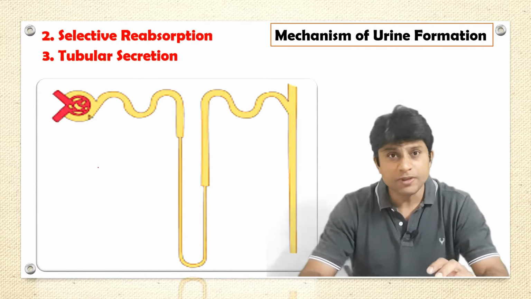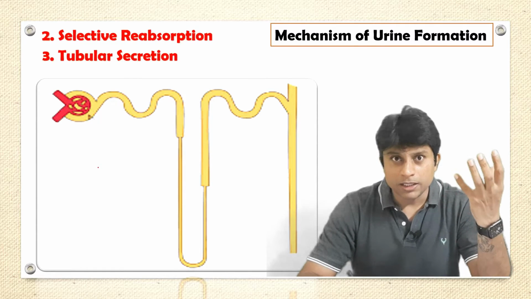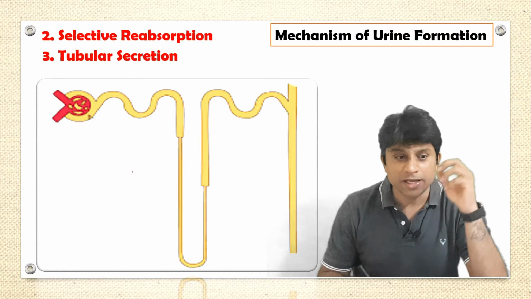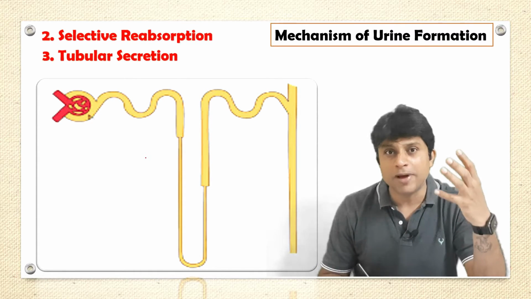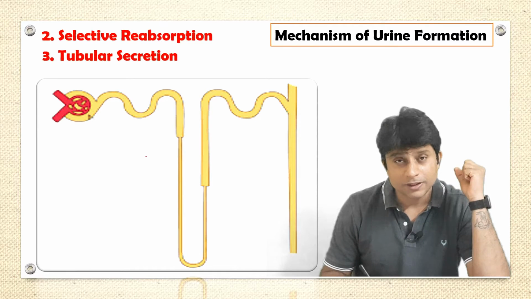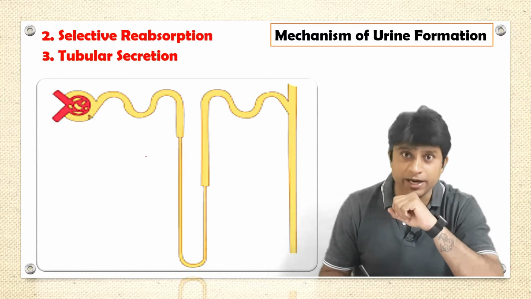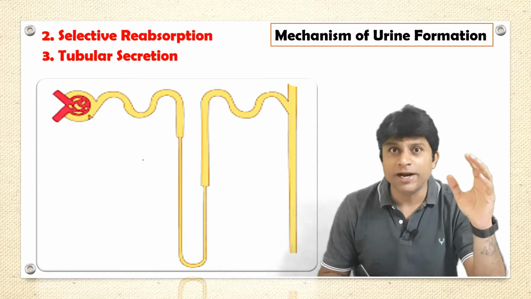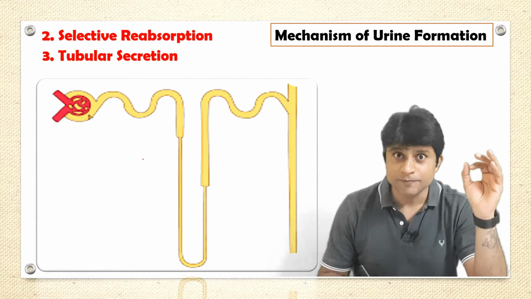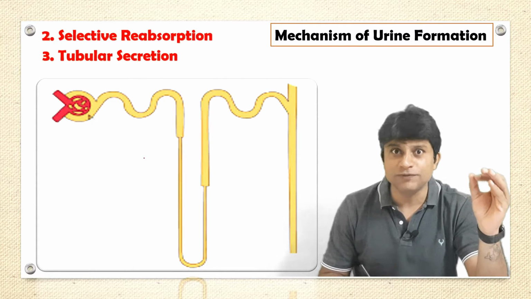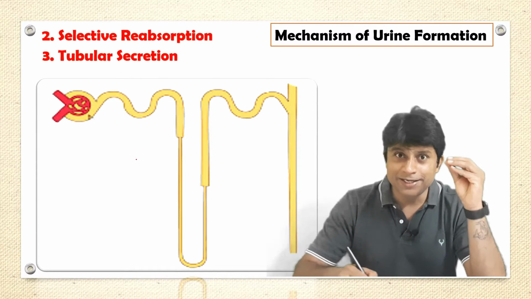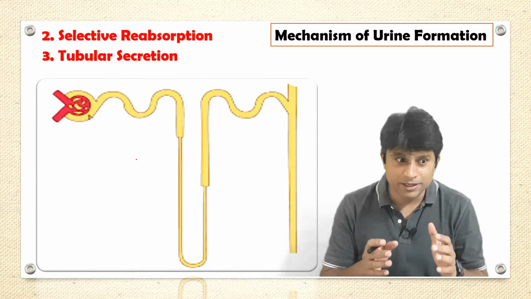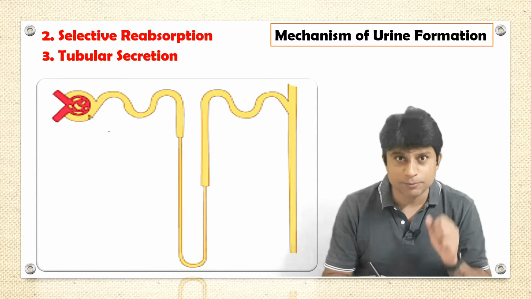So here, in glomerular filtration or ultrafiltration, we have discussed that 180 liters of glomerular filtrate is formed per day. Of this 180 liters of glomerular filtrate, the final urine formed per day is 1.5 liters. That is, it's just 1% of the glomerular filtrate. So 99% of the glomerular filtrate is reabsorbed. This is what you call selective reabsorption.